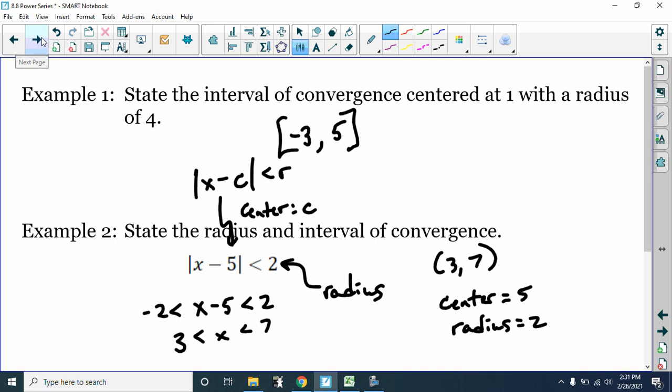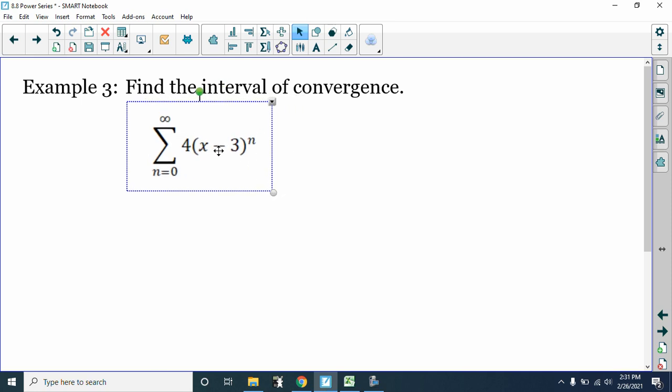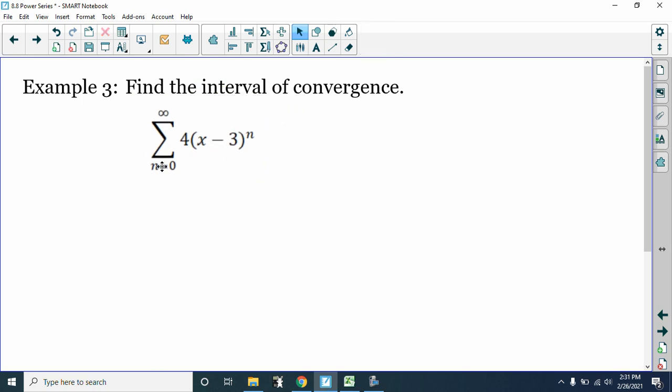So most of the problems that we look at will look similar to this one here. It will give us an infinite series. The sum, n starts at 0 and goes to infinity, of 4 times the quantity x minus 3 to the n. And we are asked to find the interval of convergence. We want to know what values of x make this series converge.